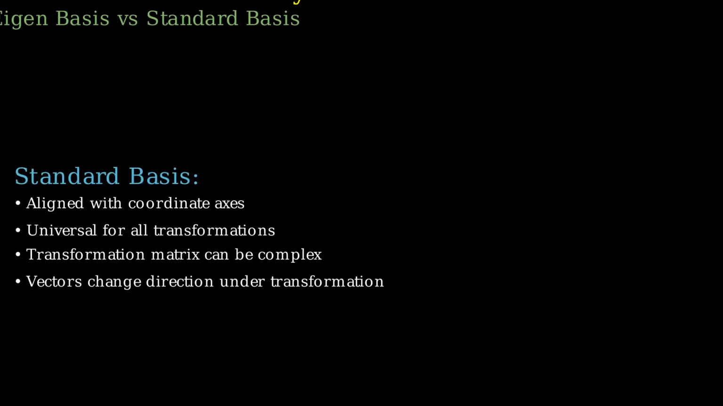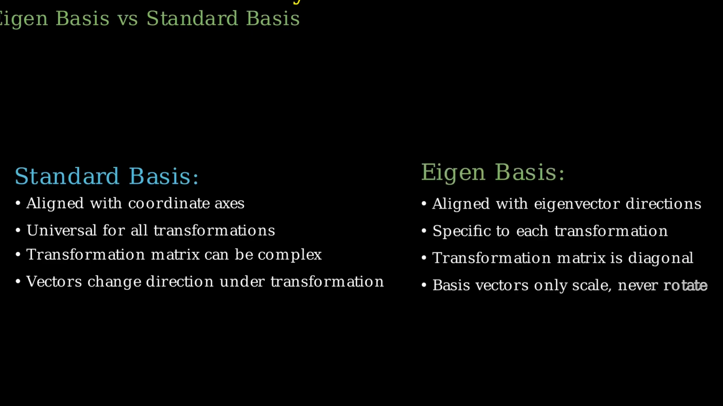Let us summarize the key differences between the standard basis and the eigenbasis. The standard basis is aligned with coordinate axes and works for all transformations. But the transformation matrix can be complex with off-diagonal entries. Under transformation, vectors generally change direction. The eigenbasis is aligned with the eigenvector directions, and it's specific to each transformation. The magic is that the transformation matrix becomes diagonal, and the basis vectors only scale without rotating.